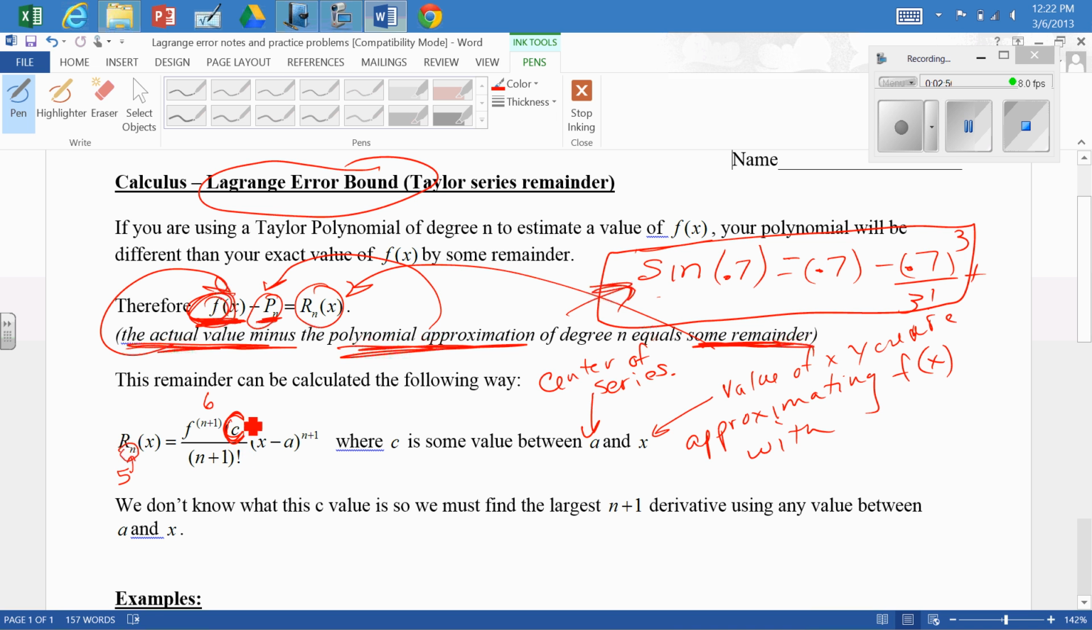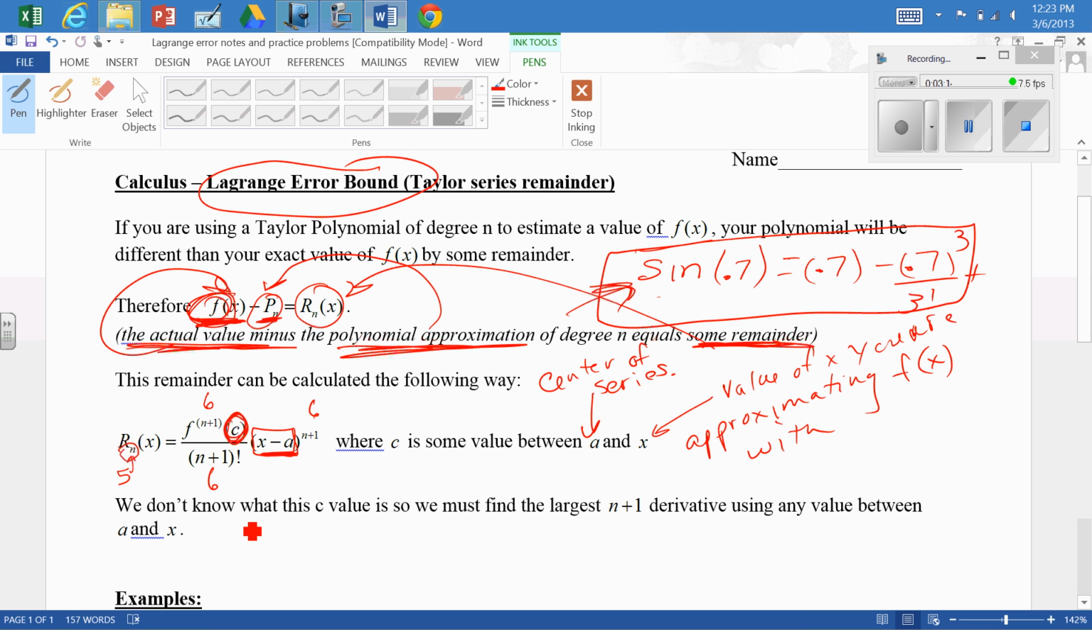This is what gets a little tricky. We're going to plug in this value of c, and then we'll multiply it times x minus a, which is what we put in all of our Taylor expansions, to the 6th power over 6 factorial. Remember, it was 6th derivative, 6th degree, 6 factorial.